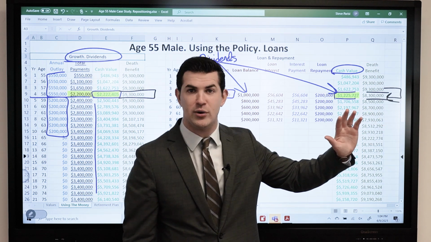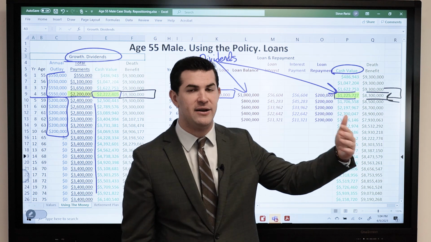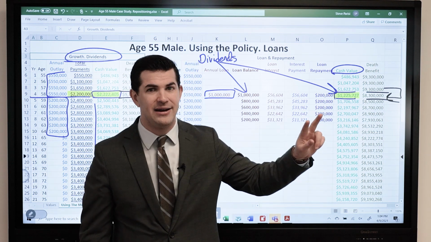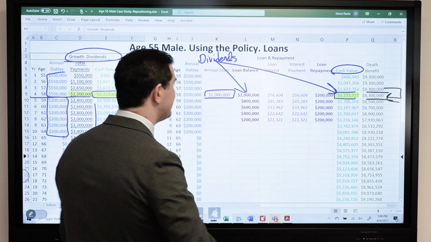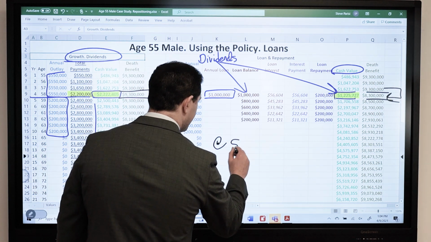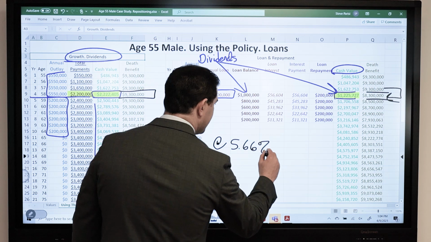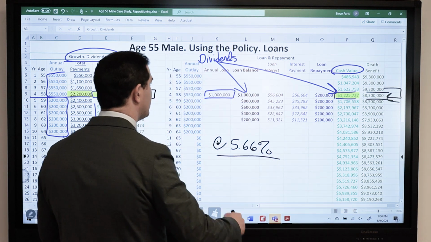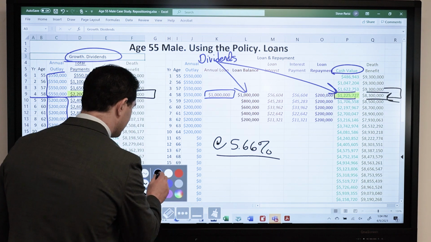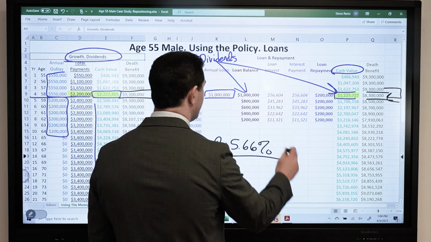So if you die with a loan outstanding, we pay out the death benefit minus the loan, and there is loan interest on it as well. The loan interest in this example is 5.66%, which does go to the insurance company. Always good to be aware of that. However, we're still earning interest on it too.